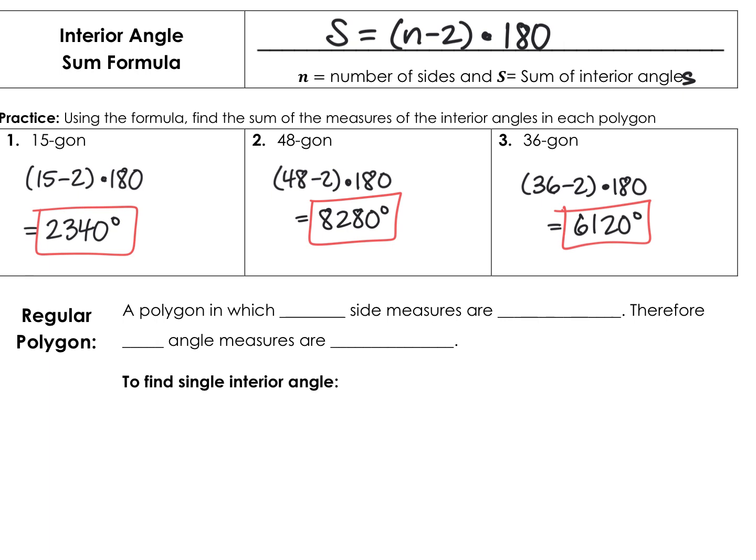Okay, let's talk about what a regular polygon is. It is a polygon in which, and we already talked about this, all the side measures are equal, or I could say congruent. Therefore, all the angle measures are equal. If all the sides are equal, the angles should be equal as well. So if I have the sum of all the interior angles, how could I figure out what one of the angles is in a regular polygon, like the ones in the picture above?